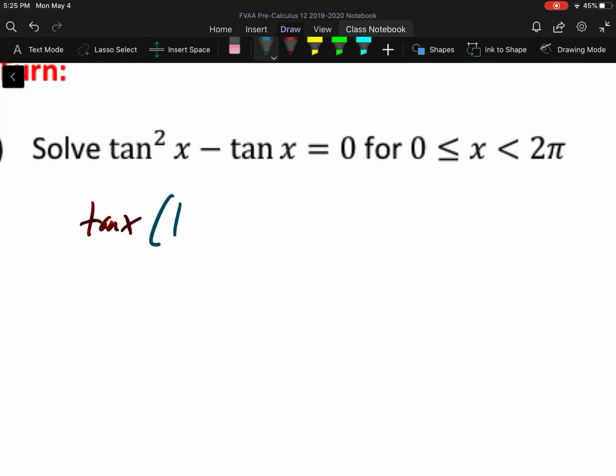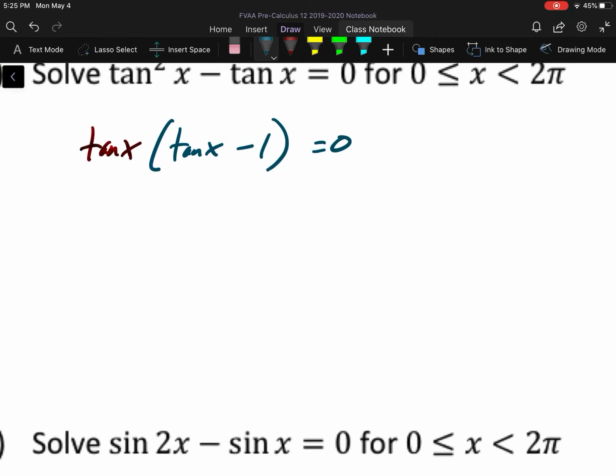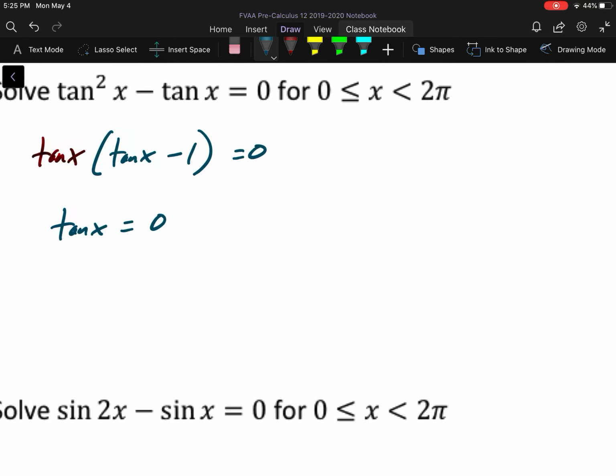That leaves me with tan x minus 1 is equal to 0. Okay, and so here tan x is equal to 0, and it splits in 2, right? Tan x minus 1 is equal to 0. Okay, and I'll do plus 1 right here real quick just to finish that off. Tan x is equal to 1.